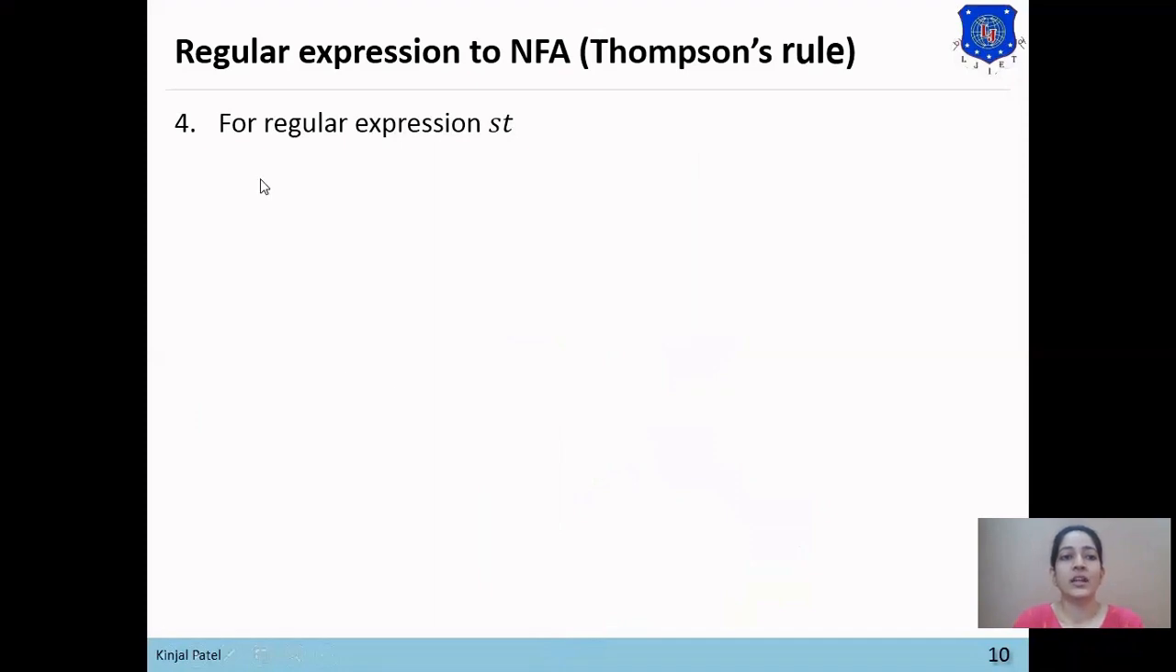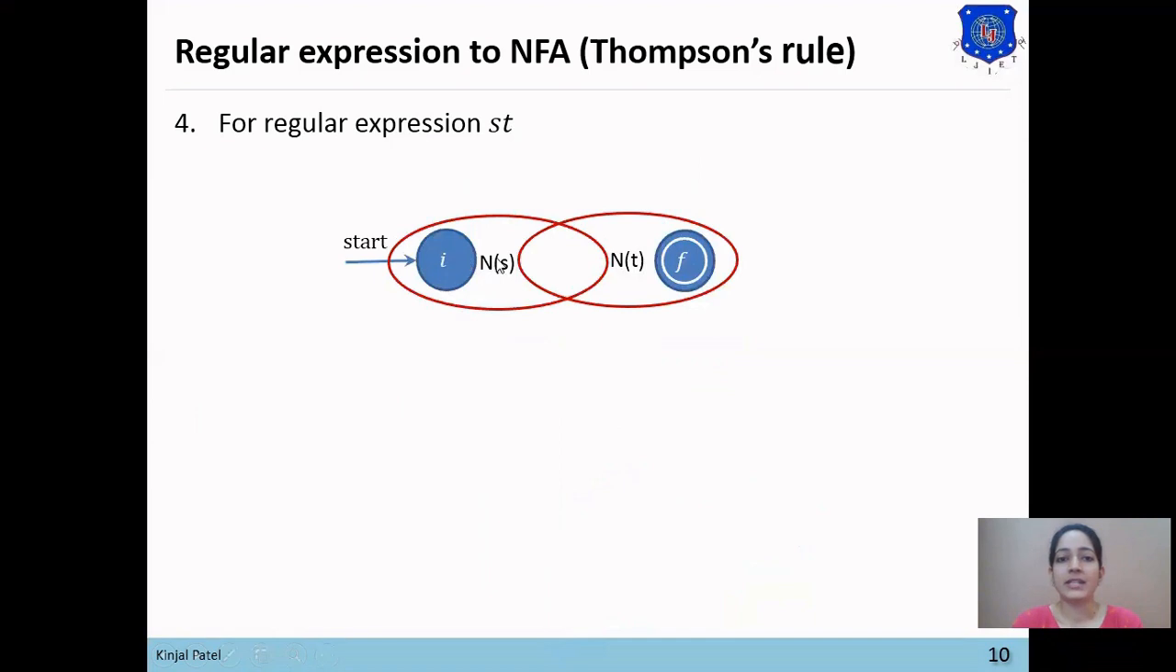Now the fourth rule is for the regular expression S concatenated with T. Here ST represents the concatenation of the S and T languages. If we want to concatenate two languages, we can concatenate them directly. We need not add or draw any null transition between them. So we can draw a starting state, then from the starting state to another state our language is S, then from that state to the final state the other language is T. So for concatenation no extra null transitions are required.